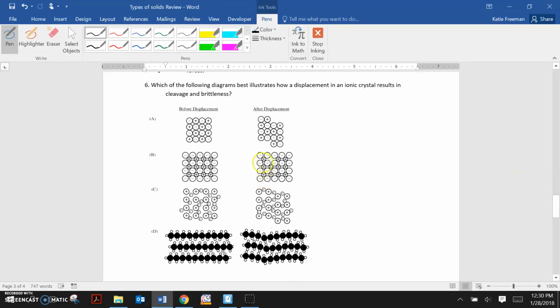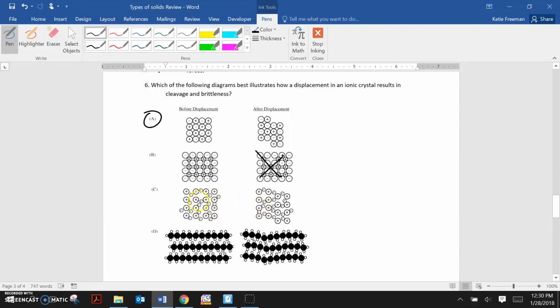Last one but not least, just very quickly because I'm about at the 15 minutes, which one shows cleavage? Cleavage, remember, in ionic compounds is when charges are next to each other, so A automatically is that answer. B doesn't make any sense. If you notice, it's taking 2 plus charges and slamming them together to make +2. Well, that doesn't happen in real life.